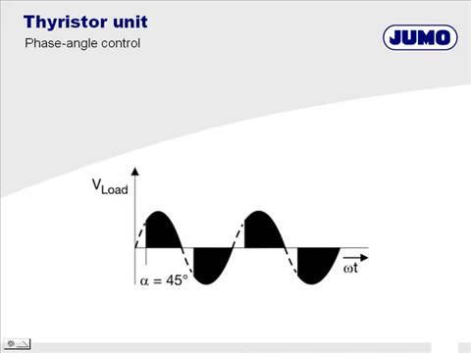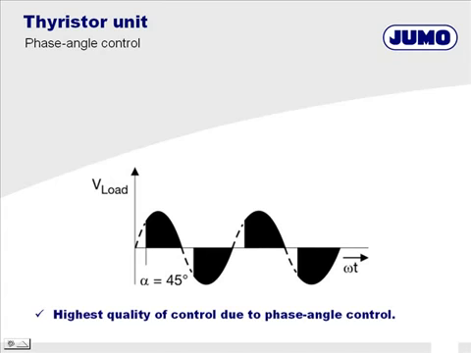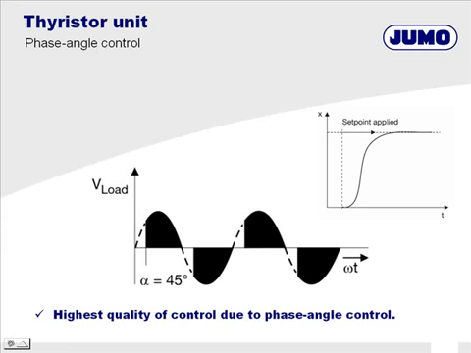In the phase angle control, the Thyristor unit generates the smallest energy packages. That means switch on and switch off is executed more often than during burst firing operation. Therefore, you can realize the high quality of control even with very fast control processes. But 2 disadvantages arise, which we will explain in this video.